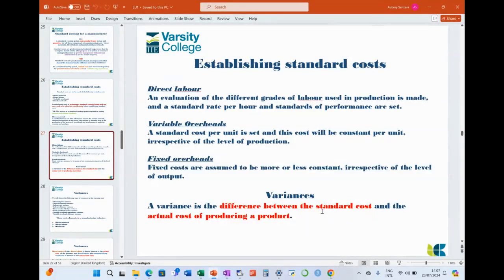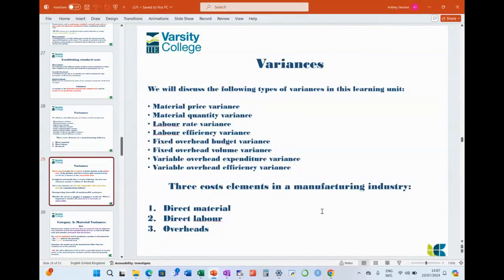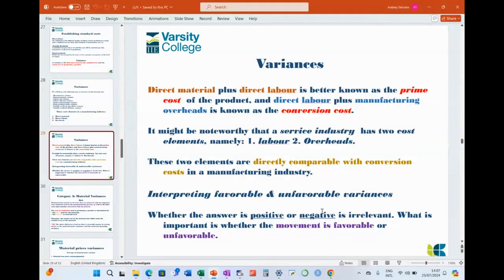Then there, a variance is the difference between the standard cost and the actual cost of producing a product. And then here they begin to touch on all the variances that we have. So we have the material price. In fact, let me not go through them here because we're going to go through them with the formulas.